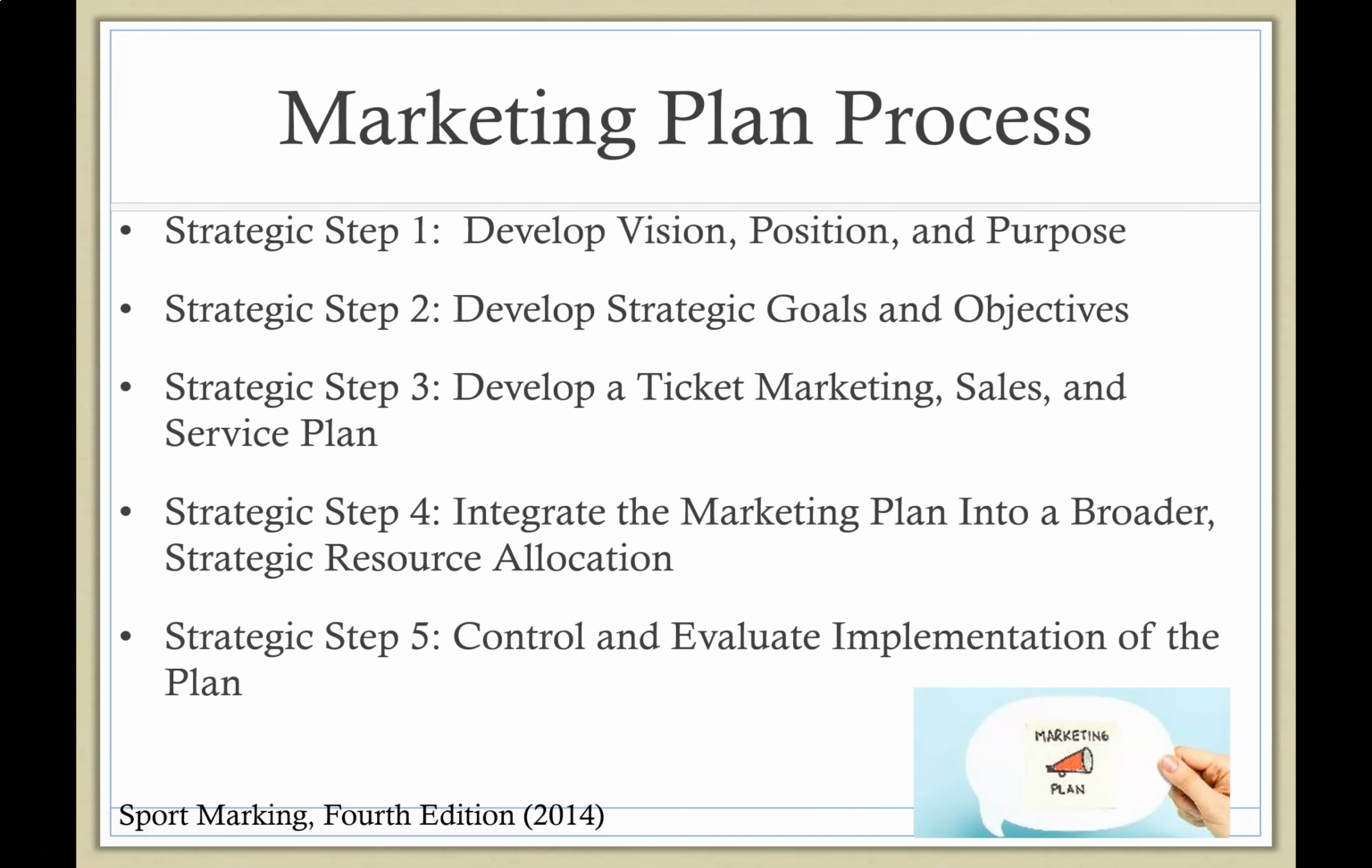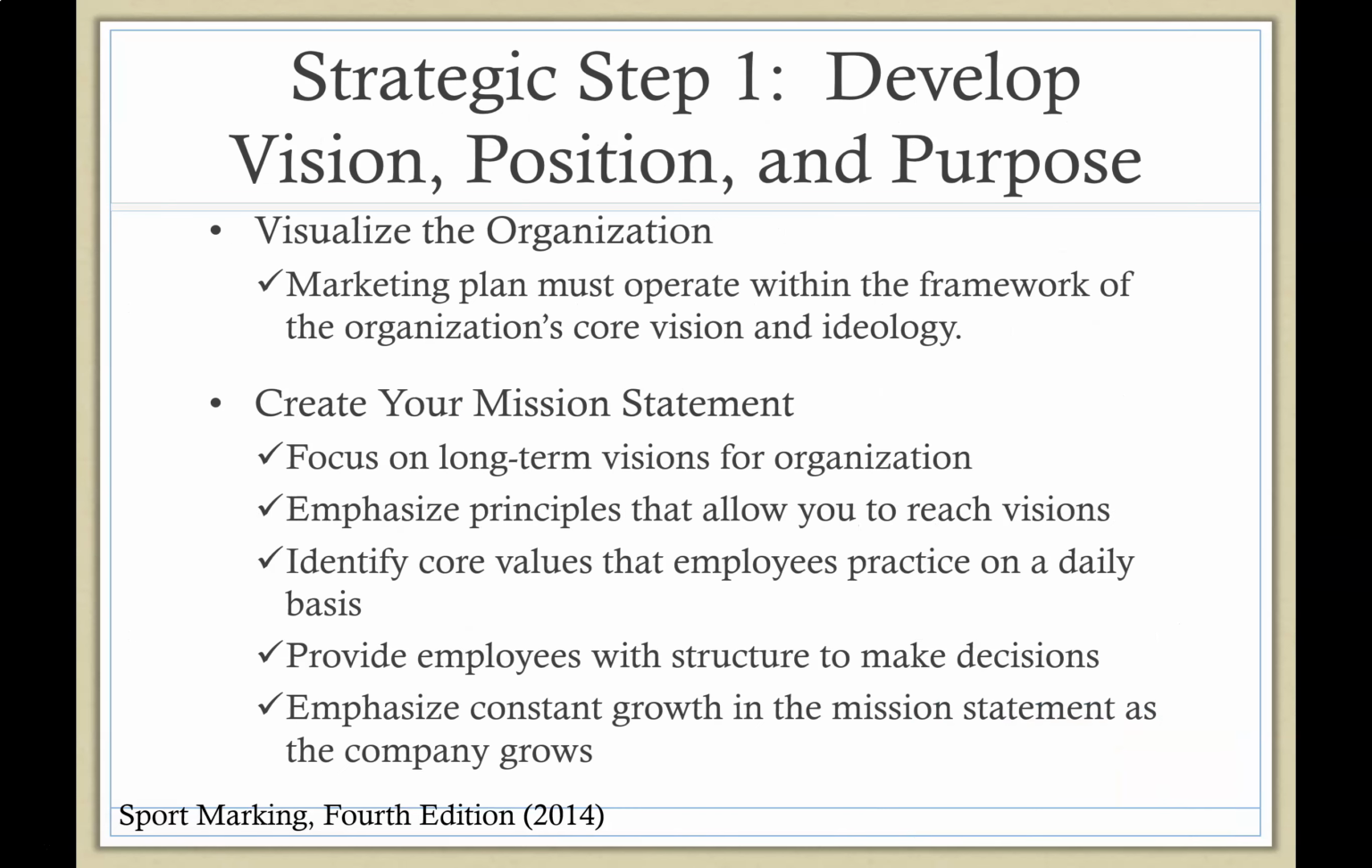So it's a 5-step process. We're going to go through all 5 steps broadly, but we're going to really focus on the first 2 steps for this week. Step 1 is to develop a vision, a position in a market, and a purpose. Step 2 is to come up with some goals and objectives. Step 3 is to develop a plan to sell and market your event. Step 4 is to figure out how to integrate that plan into a bigger part of your organization. And then step 5 is to evaluate and control the plan.